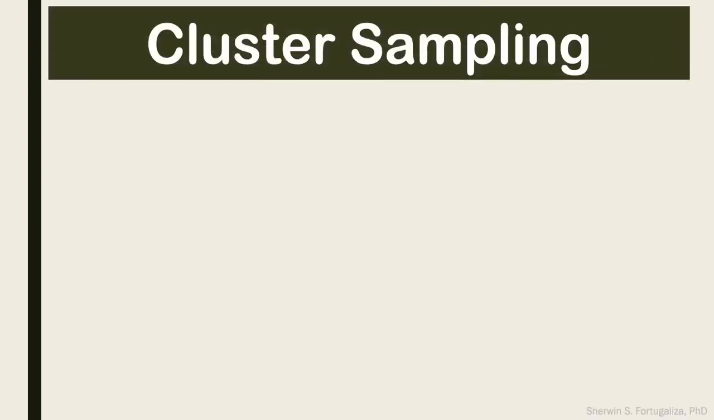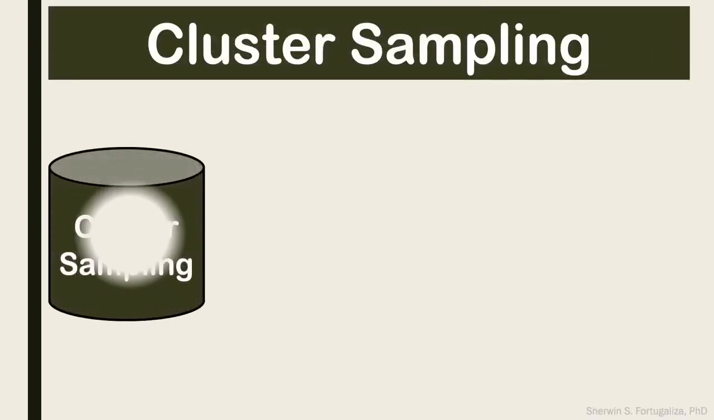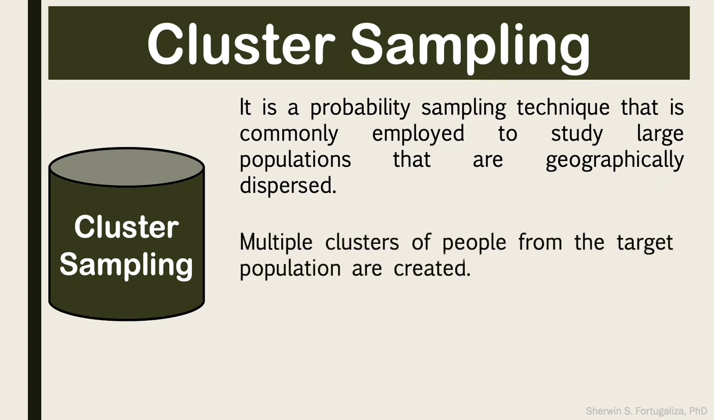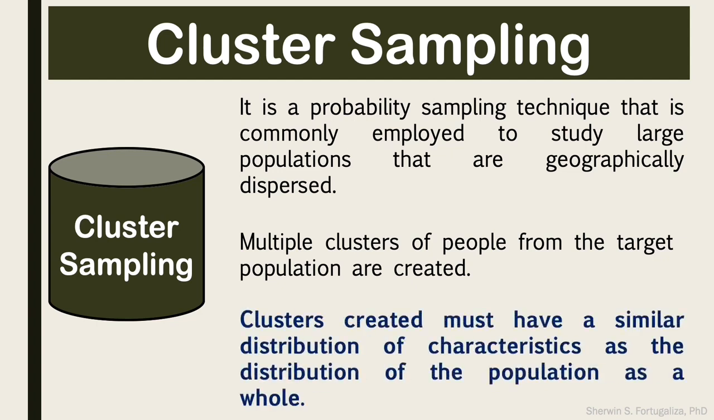What is cluster sampling? Cluster sampling is a probability sampling technique that is commonly employed to study large populations that are geographically dispersed. In a cluster sampling technique, multiple clusters of people from the target population are created. The clusters created must have a similar distribution of characteristics as the distribution of the population as a whole.